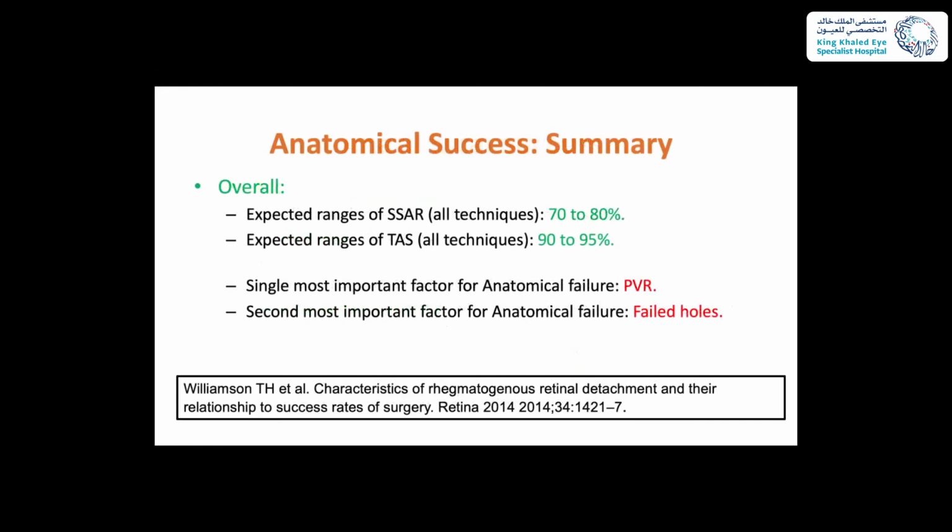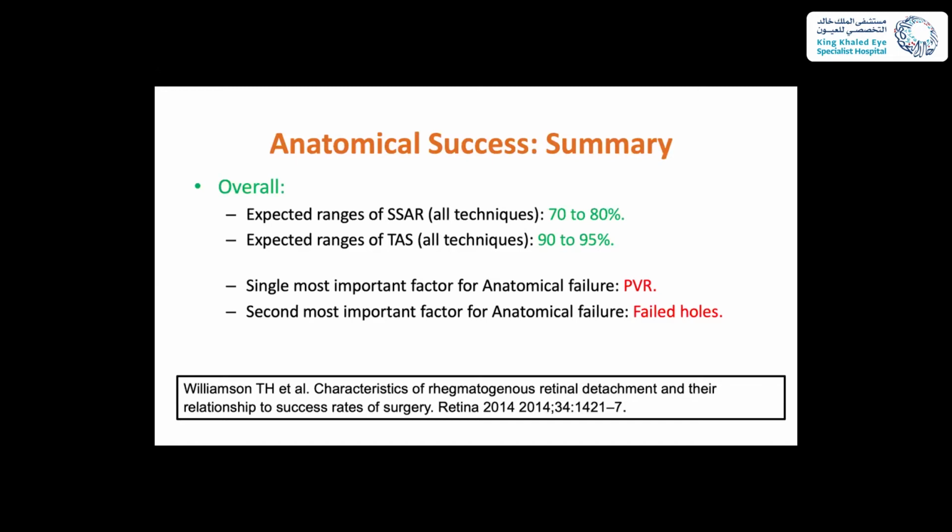So, going over the summary about anatomical success for retinal detachment: if I'm doing retinal detachment surgery, which ranges of success should I expect? Probably if you get a single surgery success rate between 70–80% of the cases, you are fine. And if you achieve a total anatomic success of 90–95%, you are fine.